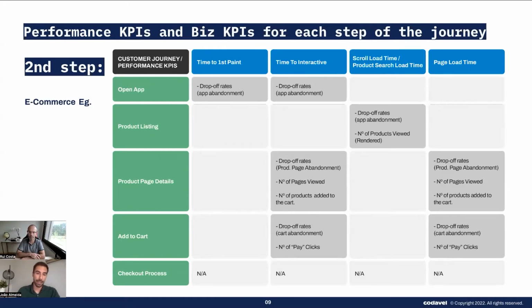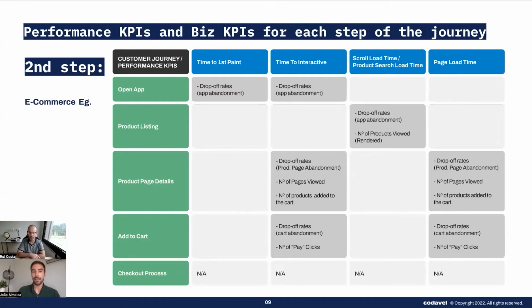Then we have again the time to interactive, which measures the point at which the app becomes interactive. The scroll search load time, again similar to what we saw in streaming, measures the time it is required to fetch and display the full content. In this case it will be a list of products. And then we have the page load time. It's the time that is required to load the full page, in this case a product page. We are talking about e-commerce.